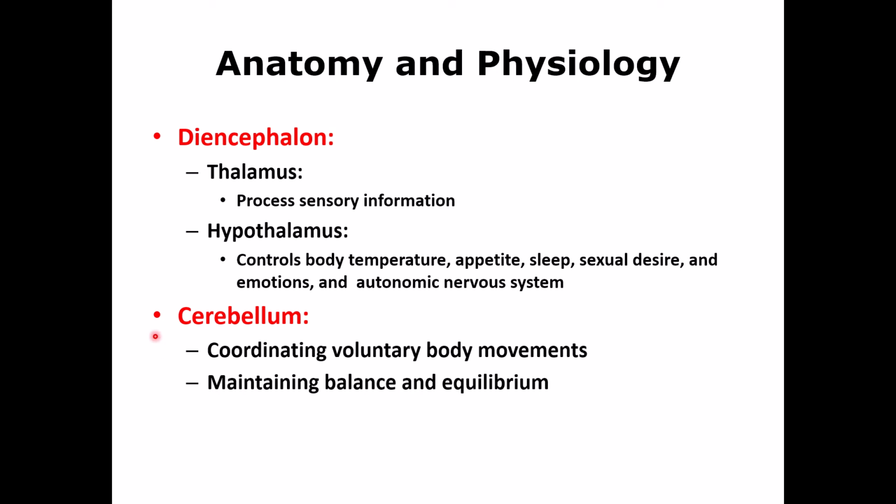The cerebellum receives sensory information from the joints, muscles, and tendons, and processes that information and sends it to the thalamus. So one function is processing sensory information for movement, and the other function is fine-tuning of motor activity. So it's important for balance and for posture.